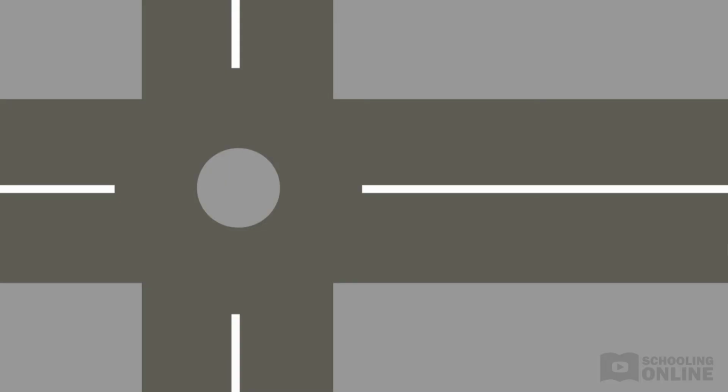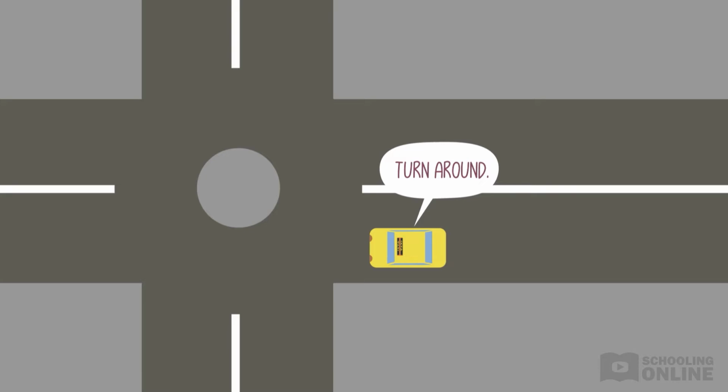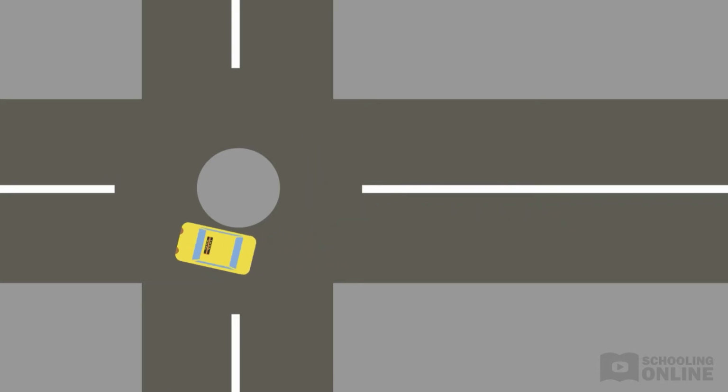They start heading west along 3rd Street, but when the GPS updates their location, it tells them to turn around. At the next roundabout, they make a U-turn and continue east.